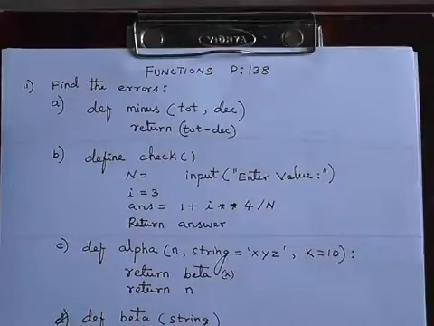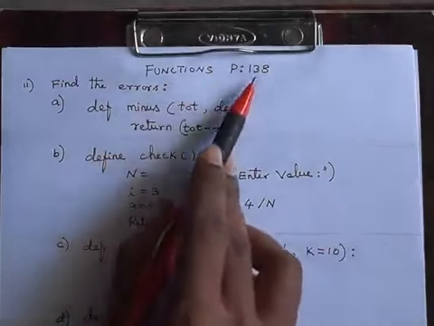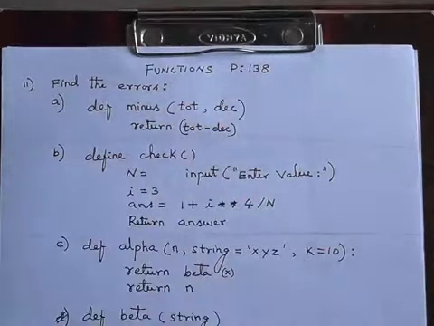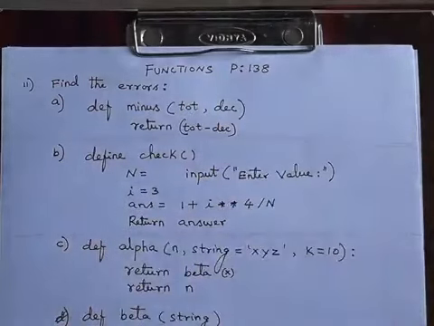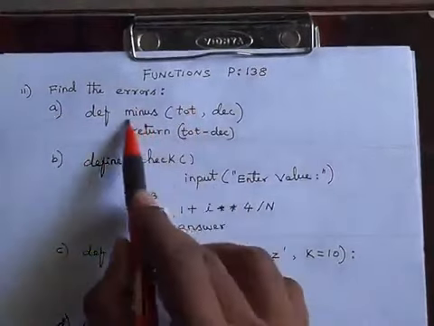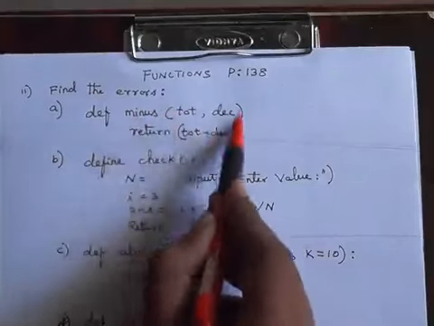So good morning students, it's a computer science class. The lesson is functions. Take page number 138. Question number 11, find the errors. Okay. So here there are some programs, you have to find the error, right? So take question number A. This is a function definition. Okay. So this minus is a function name.